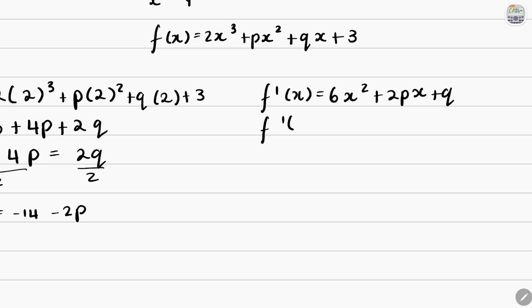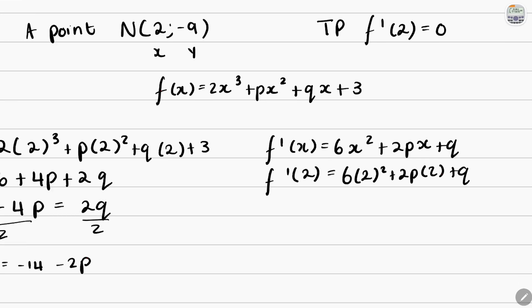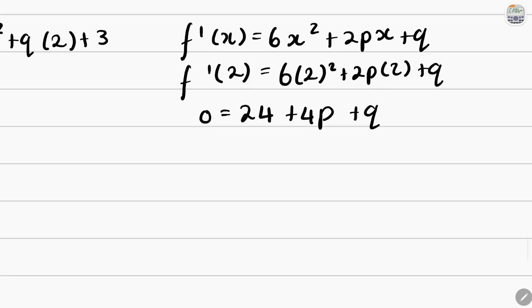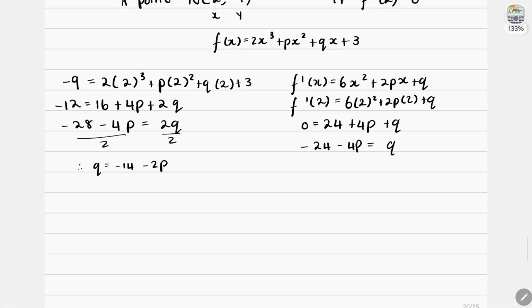And now we're specifically going to find f prime of 2. Now we'll say 2 in place of x: 6 times 2 squared plus 2p times 2 plus q. And we know that f prime of 2 is equal to 0 because the gradient is 0 at that point. So that's going to be 4 times 6 is 24. And then we have plus 4p plus q. Great. q can also be made the subject here. So we can just say q is equal to and transpose all of this. So -24 minus 4p. And this is what we have.